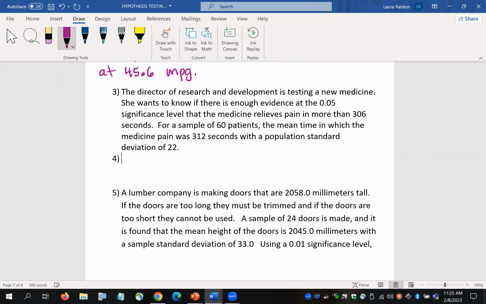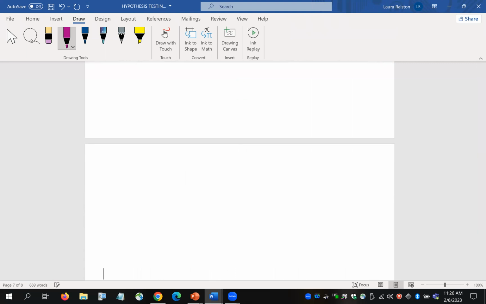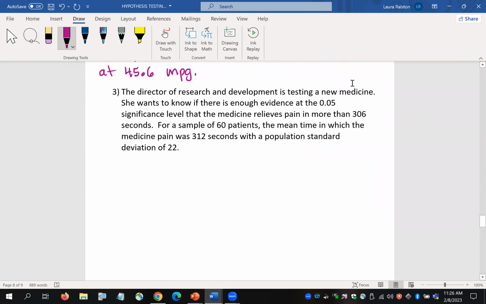Okay, let me see if I can do one more example, because that way you have an example where you had a less than, you have an example where you have a not equal, and I believe this third example will give you one of a greater than. That way you have an example of each type.